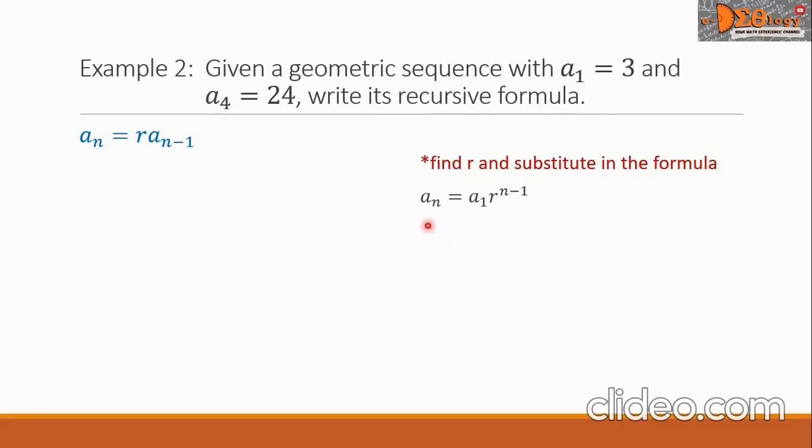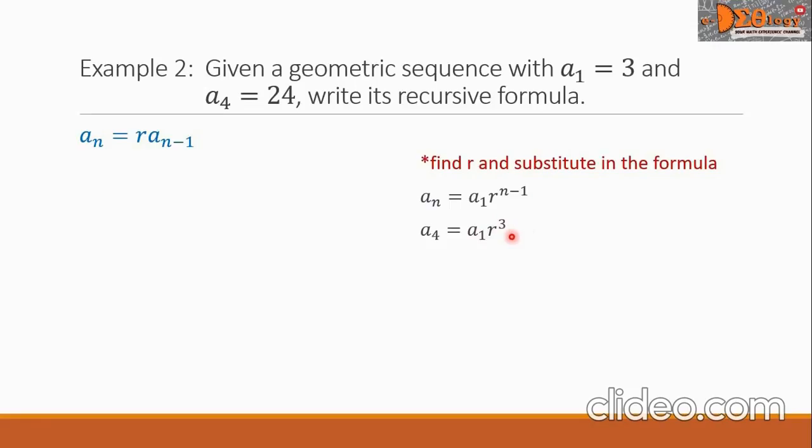Let us use the general term formula as a sub n equals a sub 1 times r raised to n minus 1. Given is a sub 4, and with respect to our general term formula, we may write a sub 4 equals a sub 1 times r raised to n minus 1, and this is 4 minus 1. And this 4 minus 1 is simply 3.